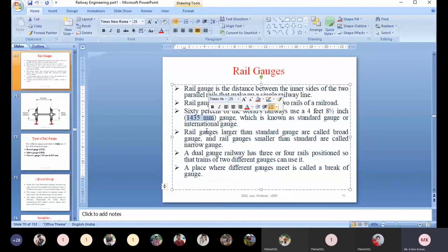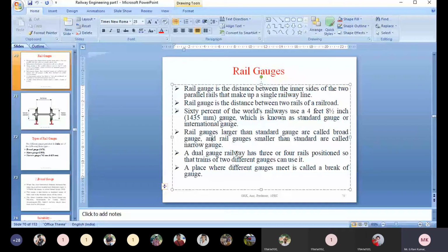It means 60% of the world's railways use this international gauge or standard gauge. Its size is 1435 mm, and rail gauges larger than standard gauge are called broad gauge. In our India we are using broad gauge. Understand? Broad gauge is the world's bigger gauge. Understand? And rail gauges smaller than standard are called narrow gauge.